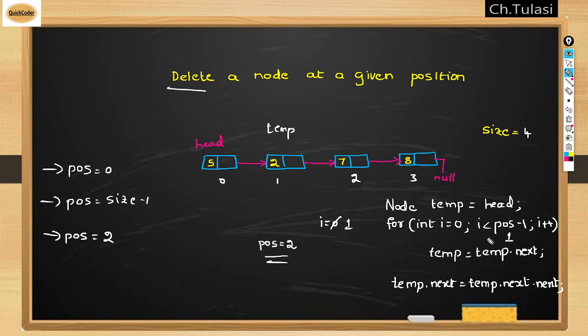Here, is 1 less than 1? No. So it will stop here, and temp.next. What is temp.next? This one. This temp.next will point to temp.next.next, meaning it will point to here. That's it. There is no link to the deleted node, so it will not be considered. That's it, how to delete a node at a given position.